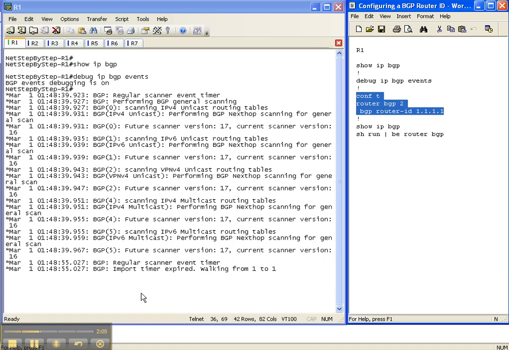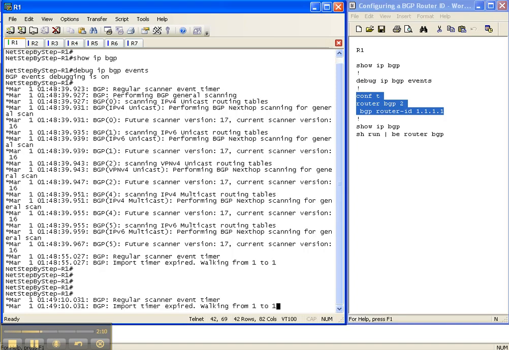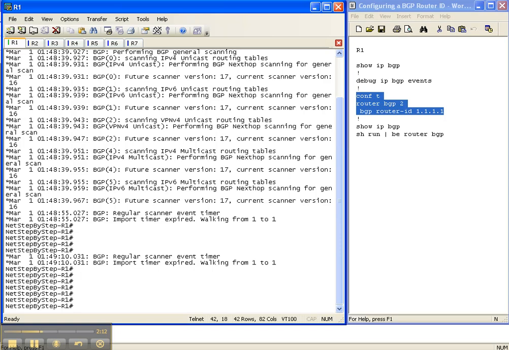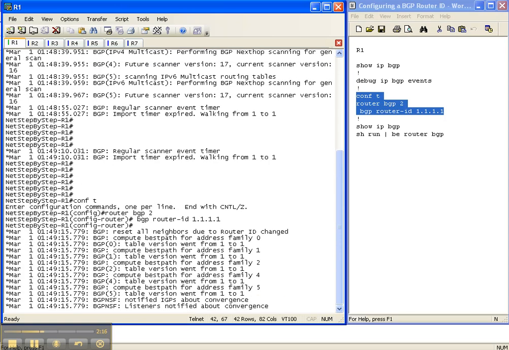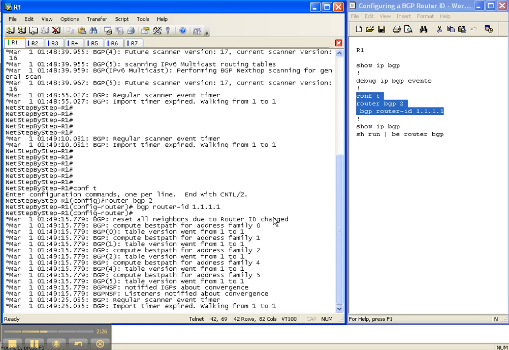We're already getting some output here from our BGP events. So let's see how it changes when I put in the router ID and see what we get. It says right here that BGP reset all neighbors, which we don't have any yet, but this is what it would do. It reset all neighbors due to router ID changed. So we hard coded the router ID, so it would reset. If it did have any peers, it would have reset all the BGP peers.